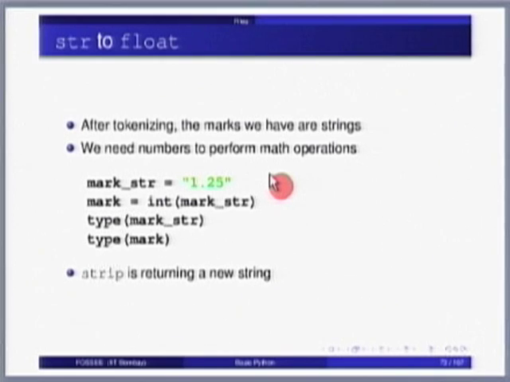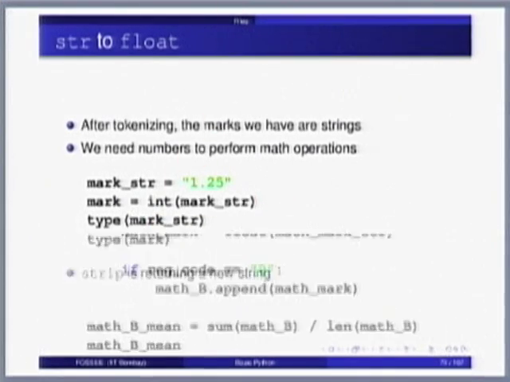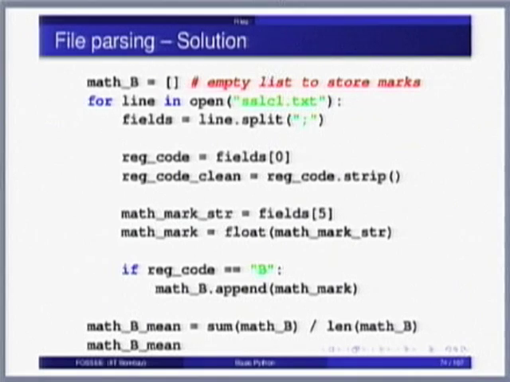Then the marks that you have are all strings, and you need to convert these strings to integers. So you do int of that mark string, it will get you that. This is the final solution. So math marks in B region is an empty list. For line in open sslc.txt, fields are line dot split semicolon.